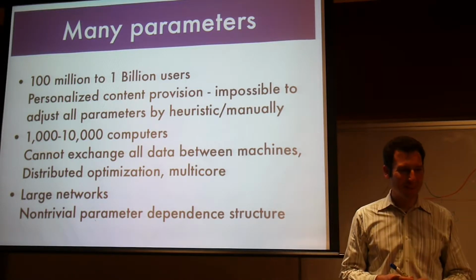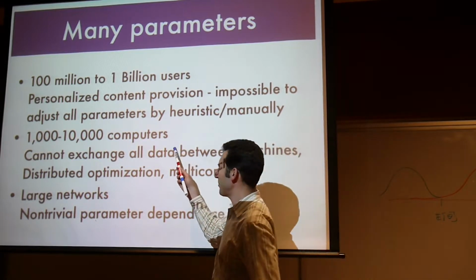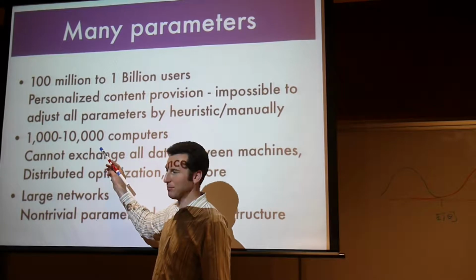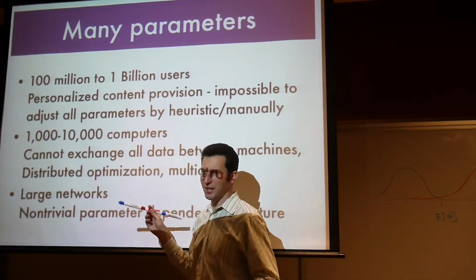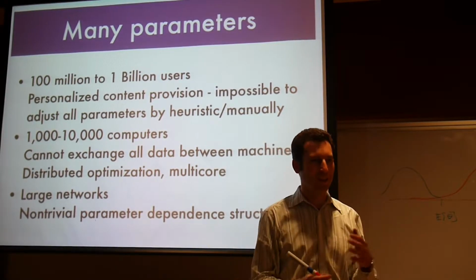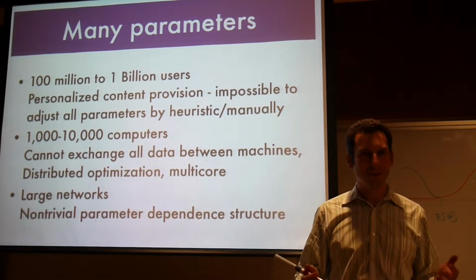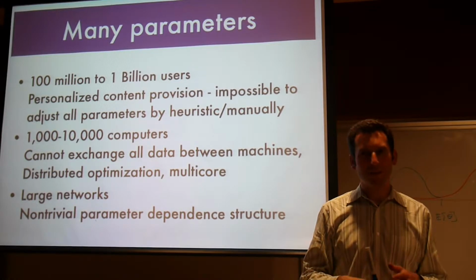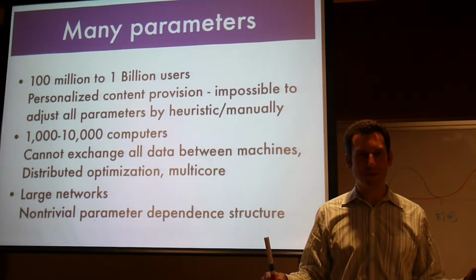The other thing is, one of the interesting challenges, I might have 1,000 to 10,000 computers which are running my advertising system. Now in that case, I can't really possibly go and exchange all the data between all the machines in real time. I can do that occasionally in the back end periodically. So I need to actually deal with distributed optimization.